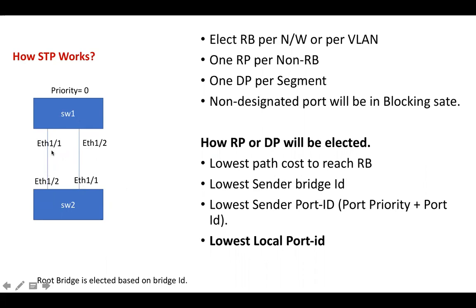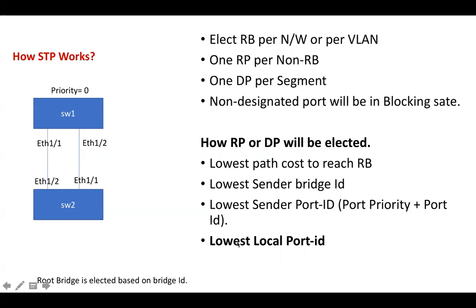Basically, port ID is a combination of port priority and port number. Let's assume it is default, so it will go with the port number. Again, keep in mind that we are going to look at the sender port number. Here we are receiving the STP BPDUs from Ethernet 1/1 on this port, and on the other we are receiving from Ethernet 1/2. Therefore Ethernet 1/2 on switch 2 will be elected as the root port.